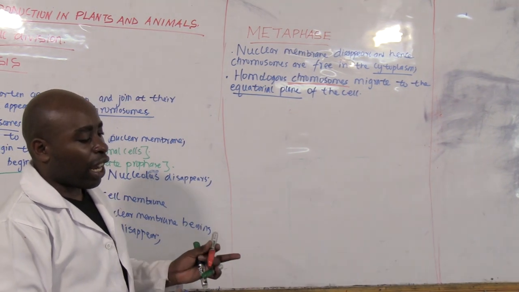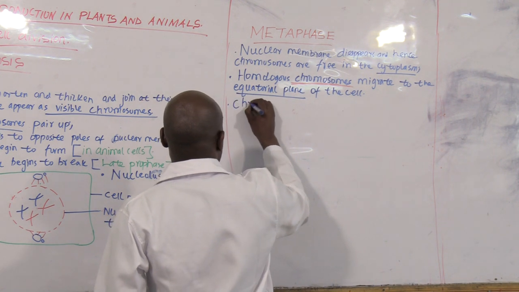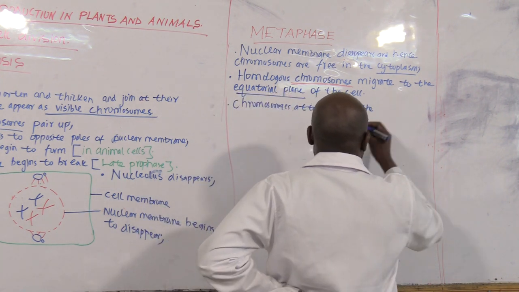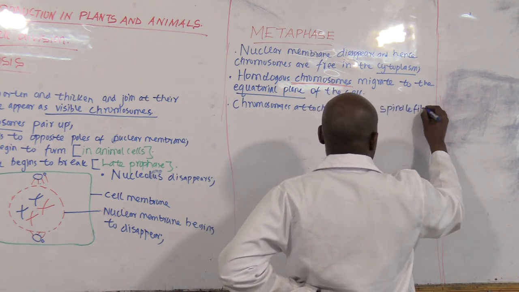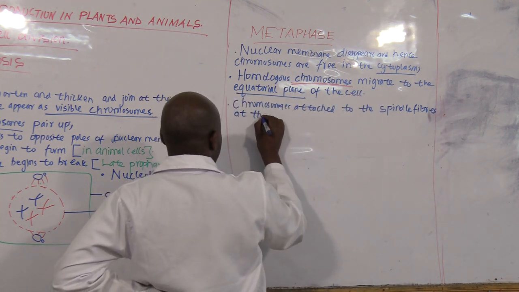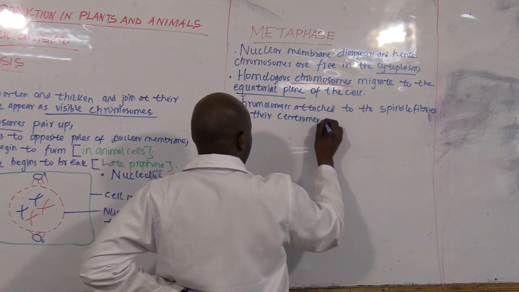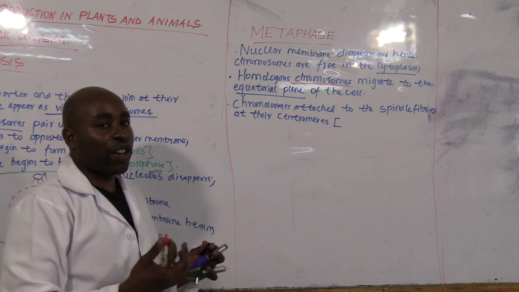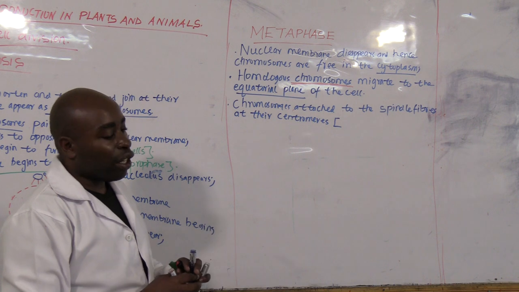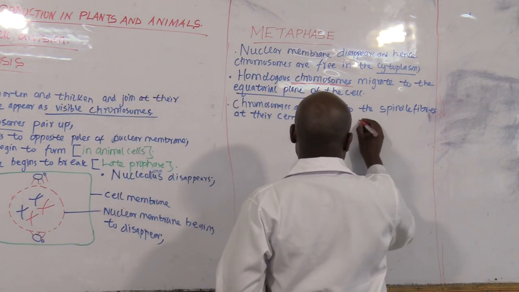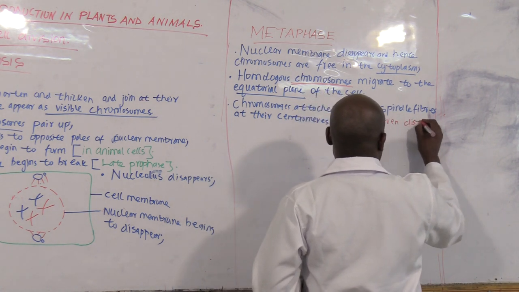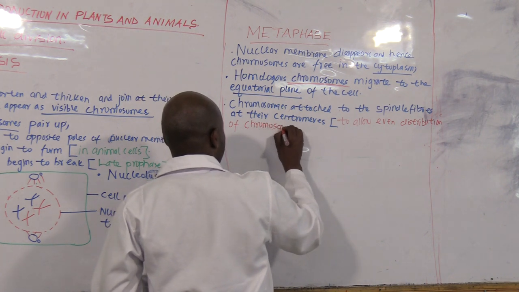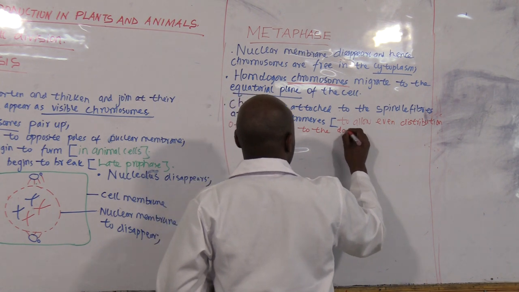Then these chromosomes will be attached to the spindle fibers at the centromere. Why do you think this is very important during metaphase? Why should they be attached at their centromeres and not along the chromatids? This is to allow even distribution of chromosomes to the daughter cells.